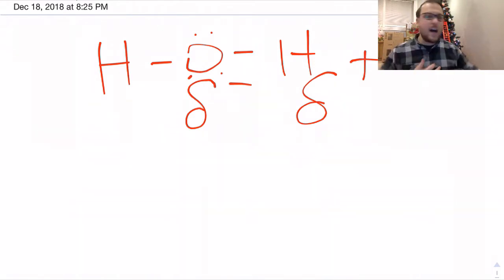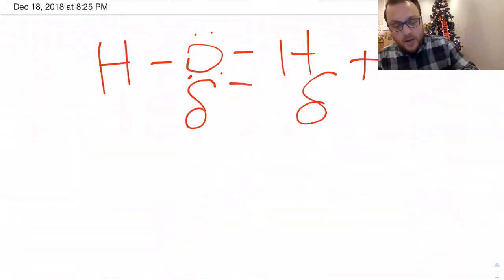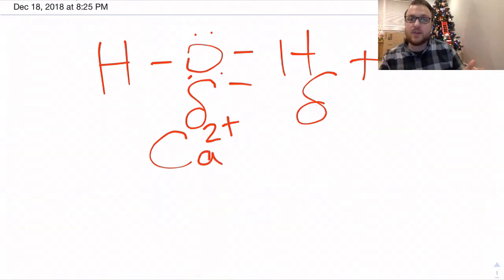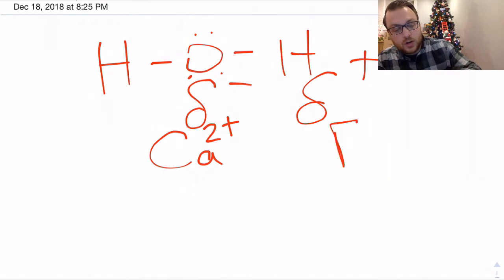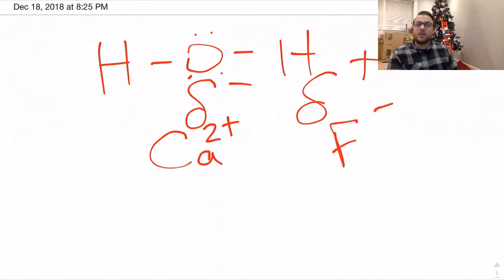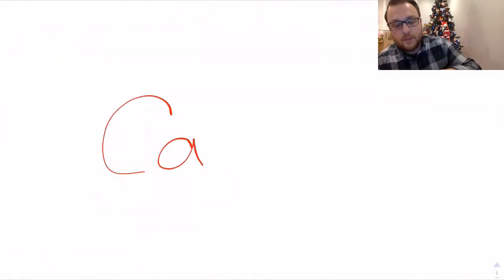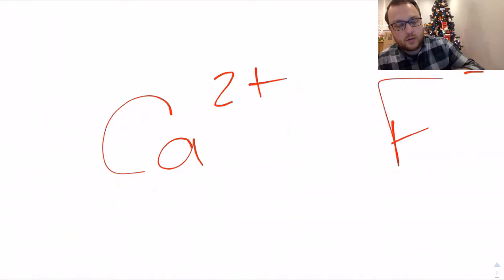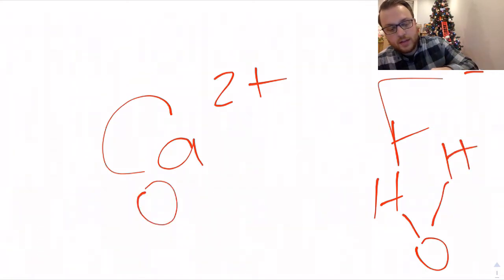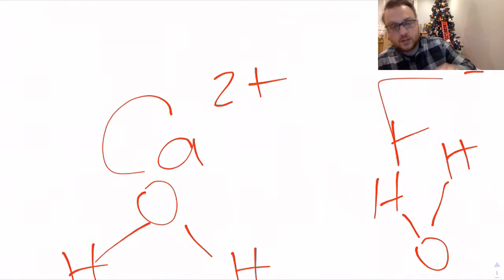So whenever you dissolve any ionic compound in water, any metal or non-metal in water, the positively charged metal is going to be attracted to the partially negative oxygen. And the negatively charged non-metal is going to be attracted to the partially positive hydrogen. So in any scenario, if you have a metal and a non-metal, the hydrogens of water will be attracted to the non-metal, and the oxygens of water will be attracted to the metal.